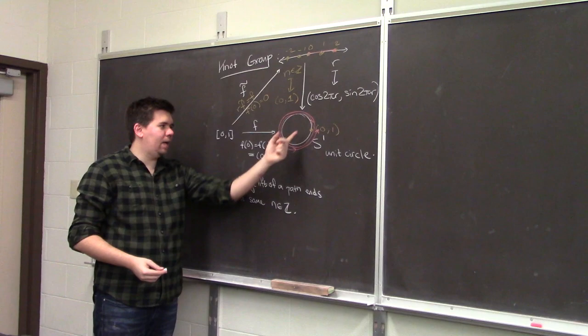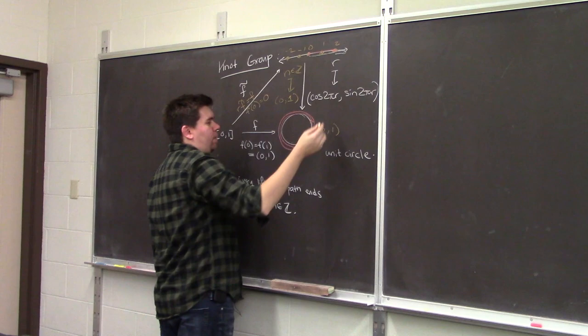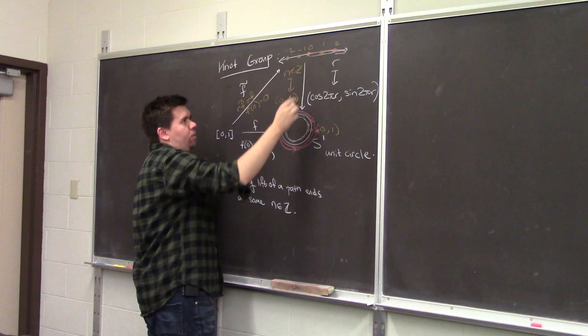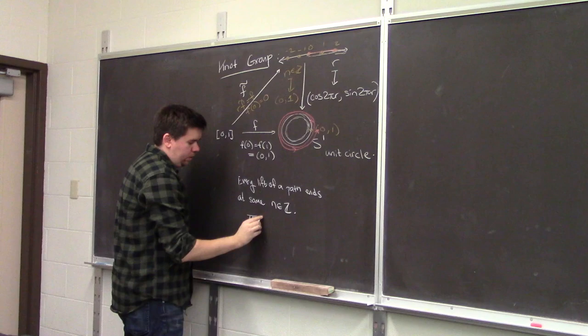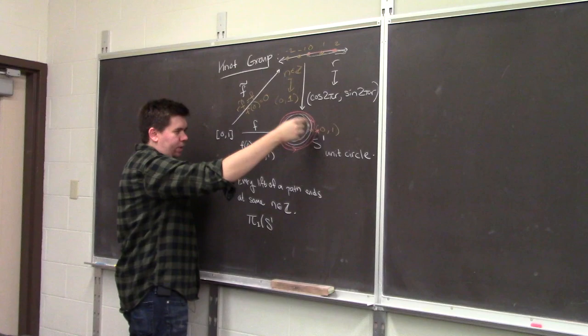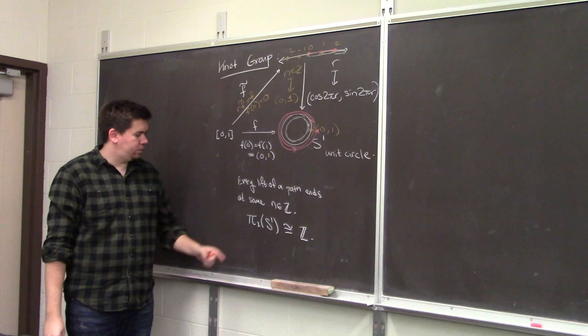You may have some other path that ends at 2, and maybe it overshoots 2 a little bit, then comes back. That would be going around twice, overshooting, and then coming back. But that's homotopic. You can homotope it to just going from 0 to 2. So we got a nice correspondence telling us that pi 1 of the circle with some fixed base point, I'm not going to indicate it, comes out to be isomorphic to the integers. There's one path in here up to homotopy for each integer.